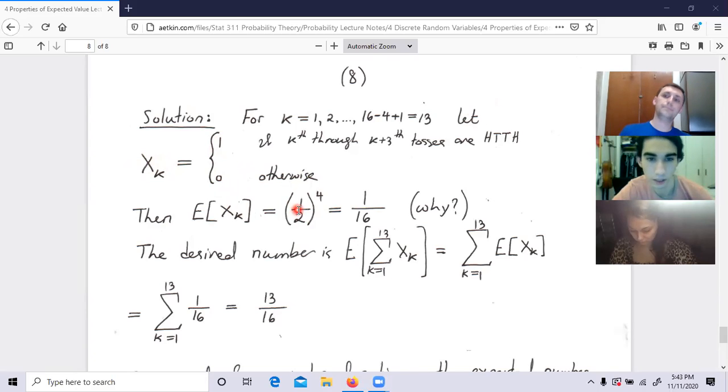And this counts for the whole overlap part too. I don't have to worry about overlaps, because you see what happens is that if x1 is equal to 1, then x2 would be equal to 0, right? They are not independent, right? If x1 is equal to 1, it means I see HTTH, then x2 cannot be HTTH, because starting from the second letter, I'm not seeing the pattern. So they are not independent. But it doesn't matter, right?